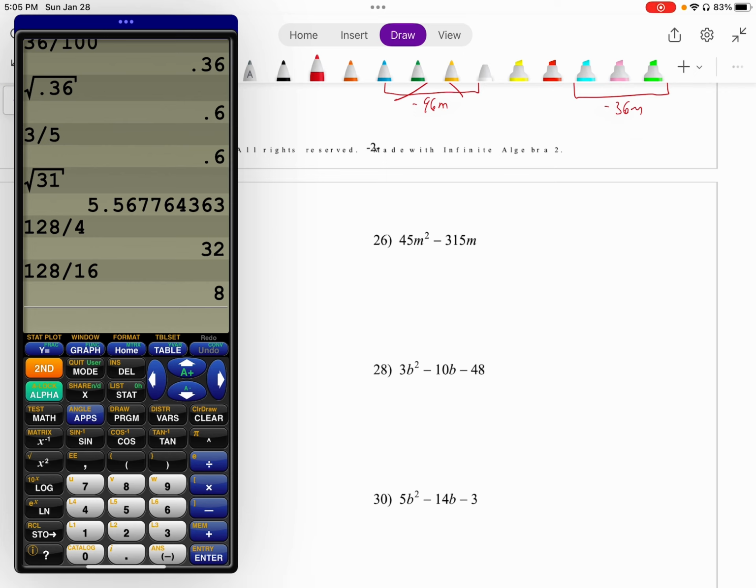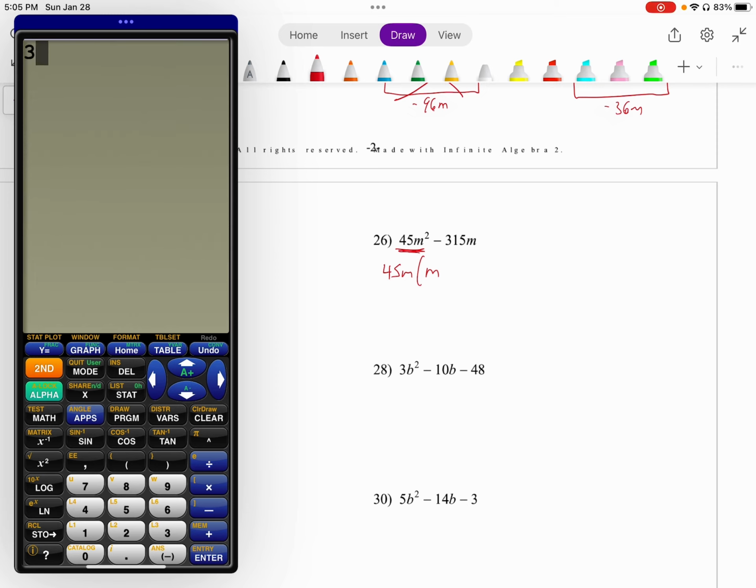All right, coming to 26 here. The first thing we do in factoring is see if there's a common factor, which I'm pretty sure 45 goes into both of these. And actually there's an m in both, so 45m will factor out. What times 45m will give me 45m squared? That is m. And what times 45 equals 315? Well, let's do 315 divided by 45, and that's 7. So minus 7. And that can't factor any further.